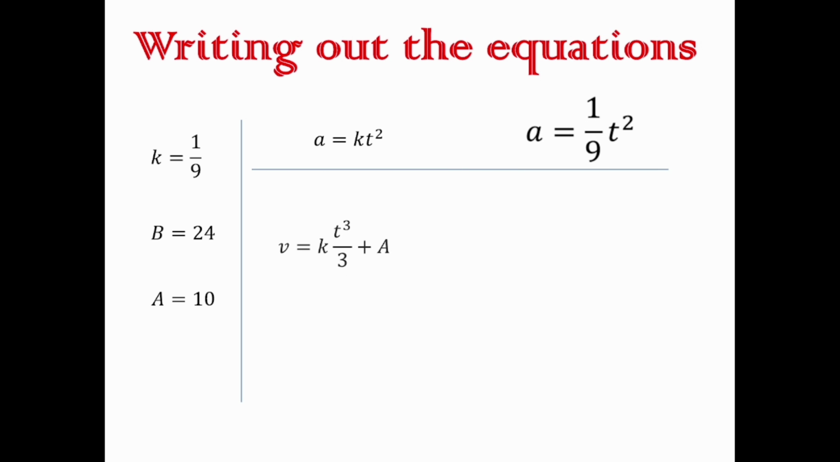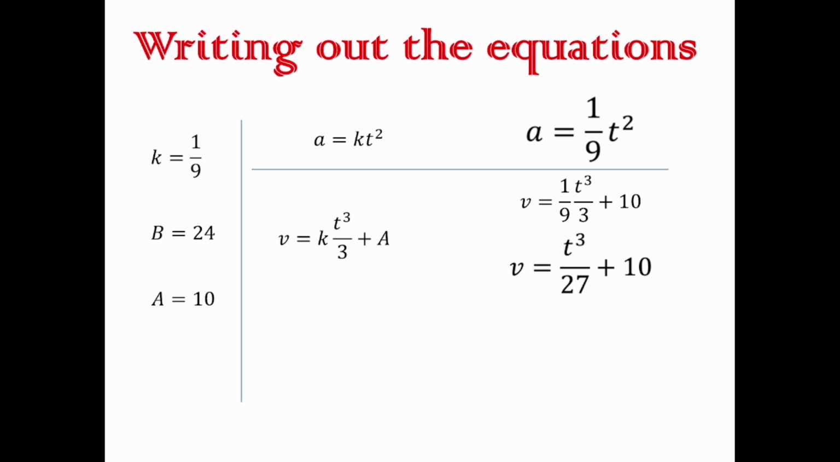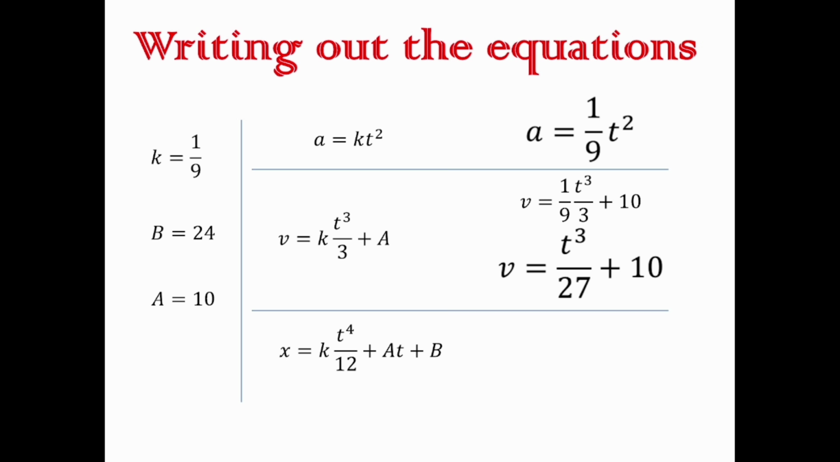Then also, we have that v is equal to kt cubed over 3 plus a. We already know the value of k, so next we want to put the value of a into the equation. If we do that and simplify, we have that v is equal to t cubed over 27 plus 10. And finally, we have our equation for displacement, k times t raised to the power 4 divided by 12, plus at plus b.